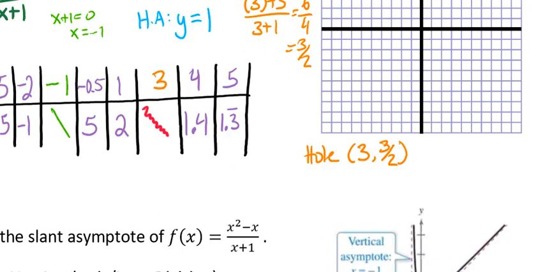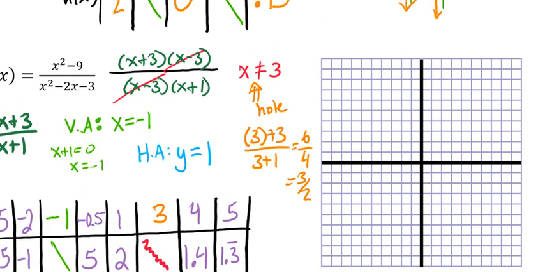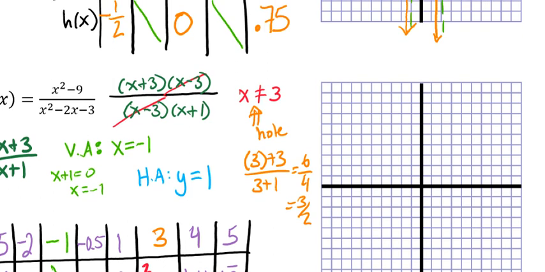And we also need to make sure that we're plotting our asymptotes. So let's do that first. So here we have our horizontal asymptote, now our vertical asymptote, right there. Then we can plot our points.